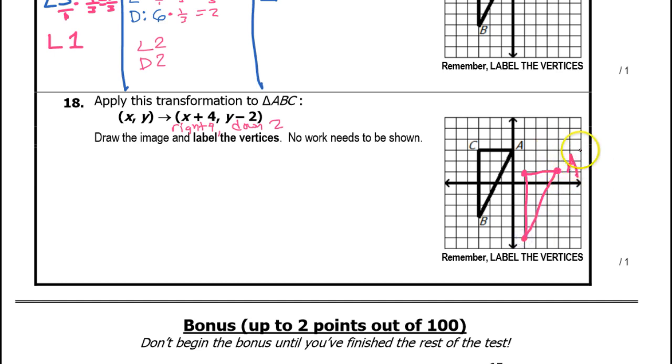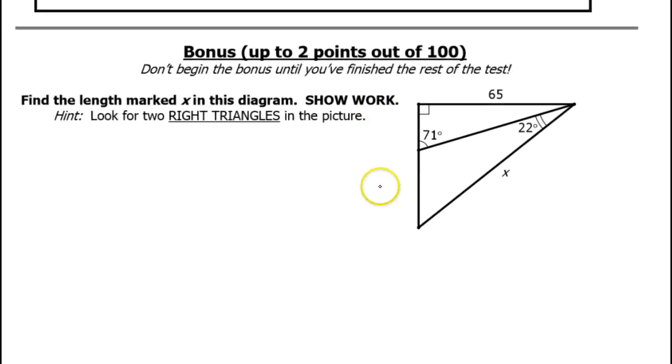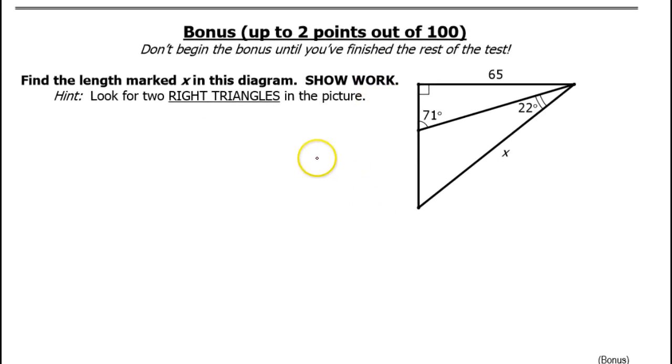Okay, and this will be A prime, B prime, and C prime. Okay, now the bonus will take us back into the world of tangent, sine, cosine, etc.